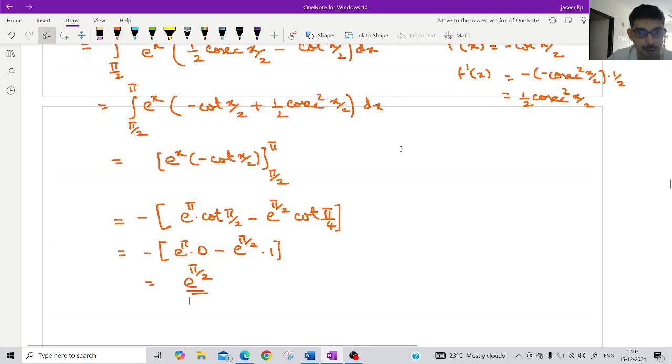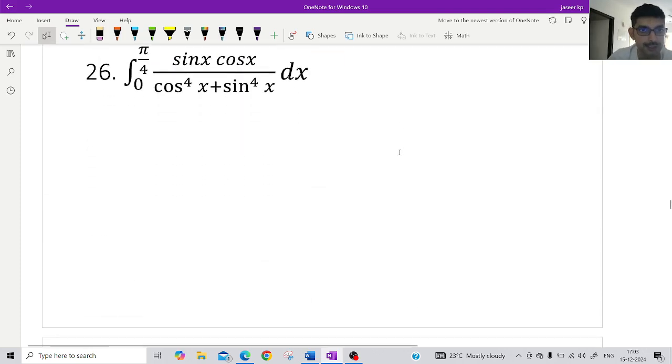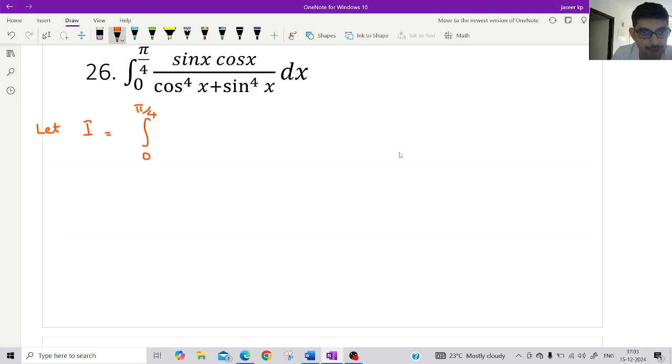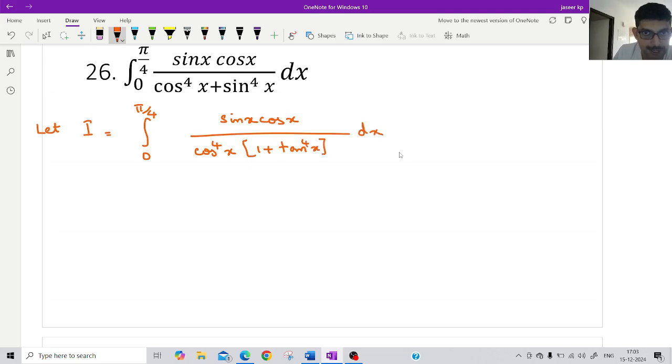Now moving to the next problem, question number 26. 0 to pi by 4 sin x cos x divided by cos power 4x plus sin power 4x. So again it is to be simplified using trigonometric identities. So what is done in the first step is taking cos power 4x common in the denominator, so it will become 1 plus sin power 4x by cos power 4x. So that will become tan power 4x dx.